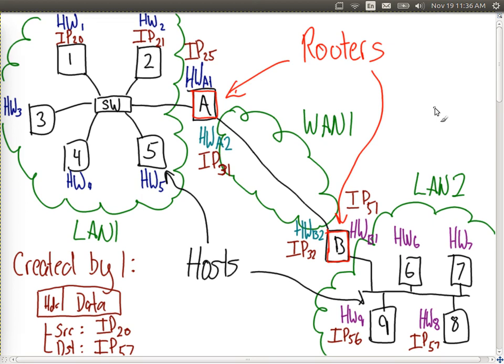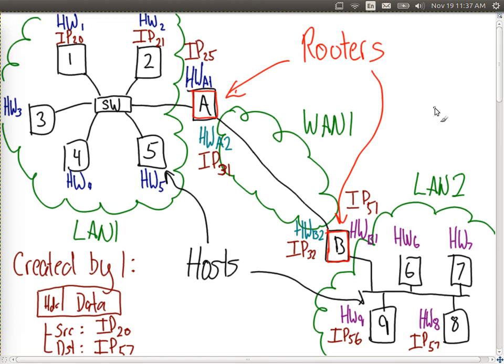Everyone has IP addresses. When we want to send someone data, we create a datagram. Inside that datagram, it has an IP header. Two fields inside are the source address and destination address. We send the datagram to routers, which will use routing tables to tell us to reach destination IP 57, the next node is A. Send it to A. A will get the datagram. To reach 57, the next node is B. B will get the datagram. B will use its routing table to send it to computer 8. And that's how IP works.